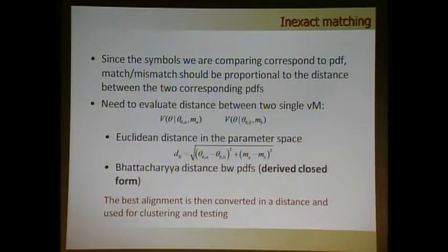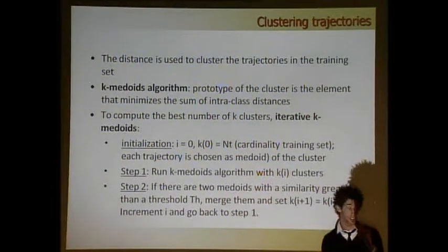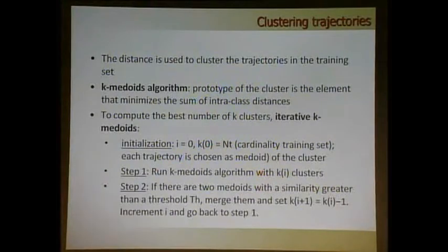When the distance is computed, we can use this measure, for example, for clustering data. In our case, we use the K-Medoid clustering algorithm, and each prototype of the cluster is the element that minimizes the sum of intra-class distances. One common problem when using these K-type clustering algorithms is defining the number of clusters. So in our case, we use an iterative procedure where, in the initialization step, each trajectory is a cluster center itself, and then we fuse together cluster centers that are close enough until convergence.